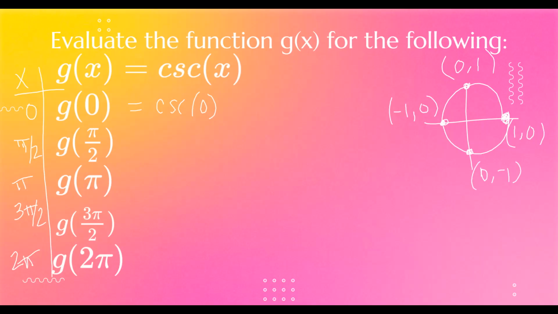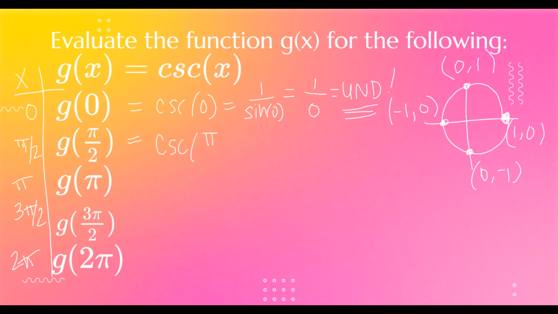So remember, cosecant is going to be 1 over sine evaluated at 0, since they're reciprocals. And sine of 0 is just 0. But we can never, ever divide by 0, so this is actually undefined. And then we just continue the pattern. So go ahead and evaluate g of pi over 2.